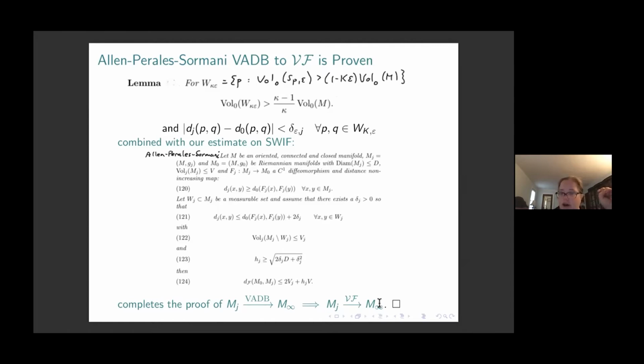And then to see that the volumes converge is not so hard, because we can just estimate that the volumes converge from the given information of our whole problem. Remember, we assume the volumes converge. So that gives us the volume preserving intrinsic flat convergence. Any questions?